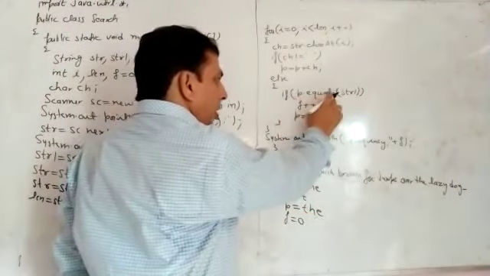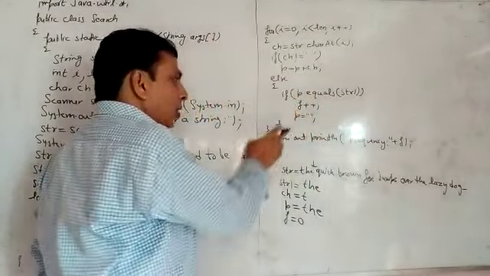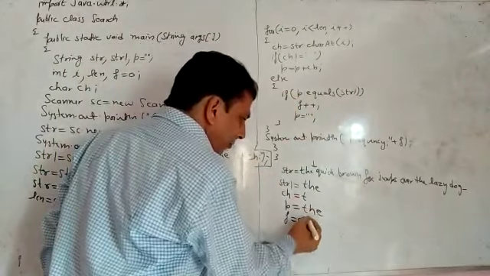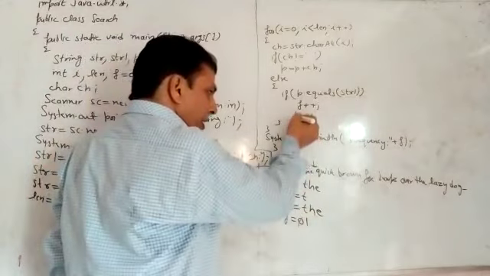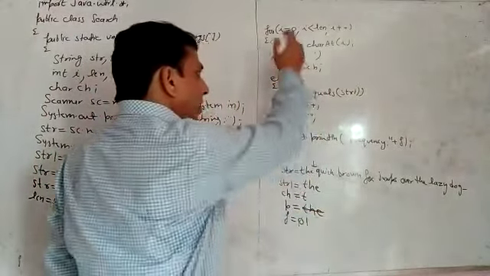If p.equals(str1). Now, children, what is the value of p? "The". What is the value of str1? "The". Both the words are the same. So increase the value of f, that is 1. Now for the next time, free this p variable. Put the space in p and rotate the same loop.